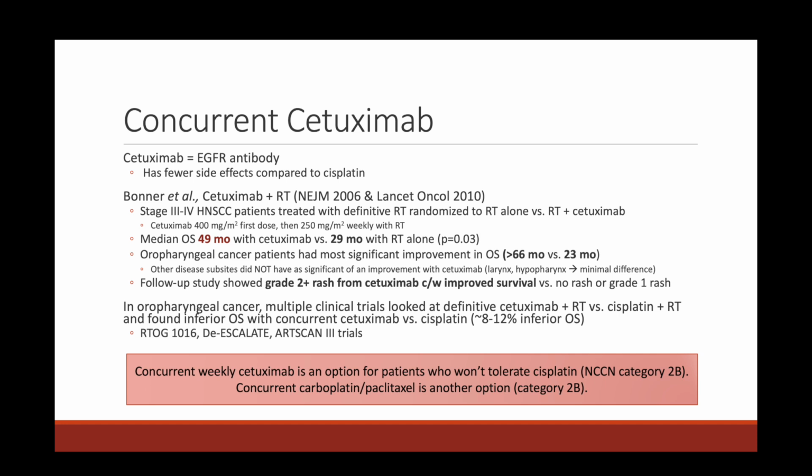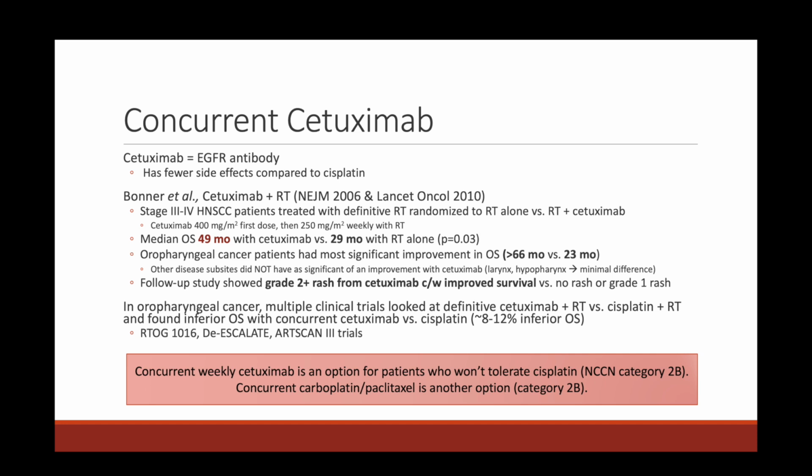Now, on a subset analysis of the primary disease site, oropharyngeal cancer patients had the most significant improvement in survival with cetuximab. So other disease sites such as larynx, hypopharynx, they had minimal difference in overall survival. But for the patients that had oropharyngeal cancer, the overall survival went from 23 months with radiation alone up to over 66 months with the addition of cetuximab.